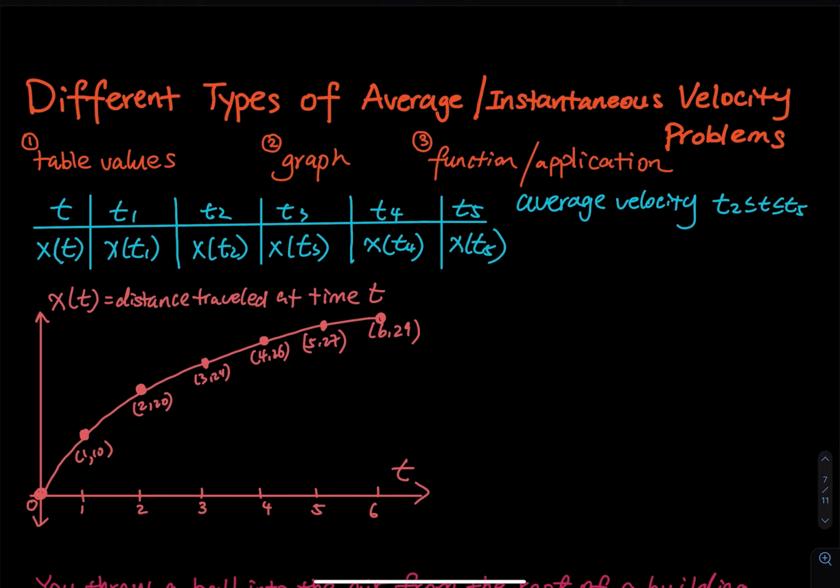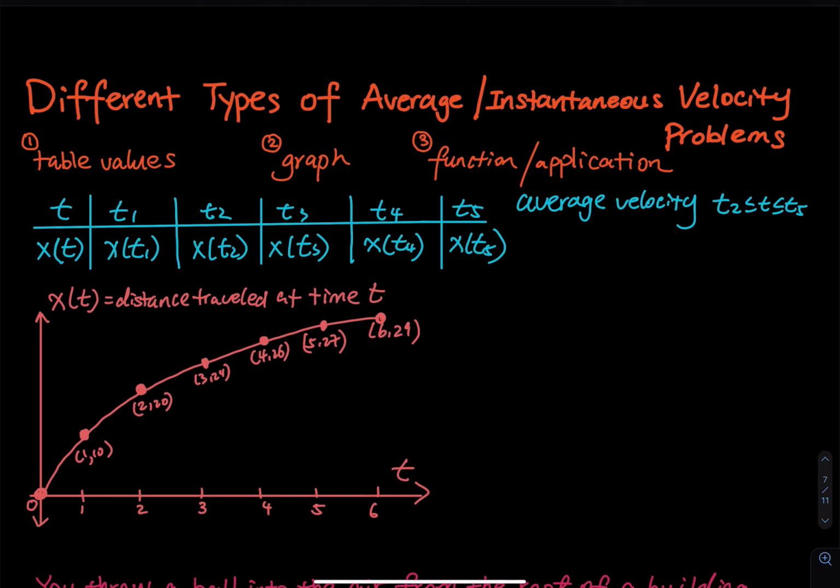So let's do the first type. The first type is table values. Let's say we have a table. We have t, which is the time, and x of t. For time, I didn't use any actual numbers. I will just use t1, t2, t3 to t5, to show how you take care of that in general. For each t, you plug it into the function, but they didn't give you the function, so you have x of t1. Just think of this as x value and y value, right?